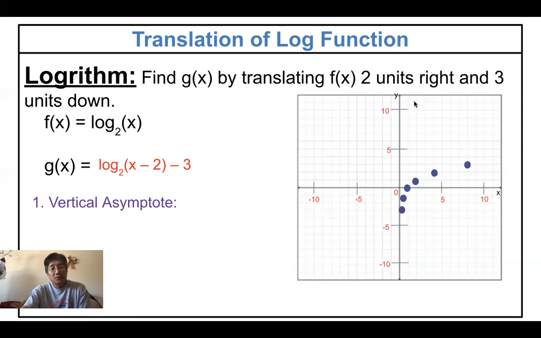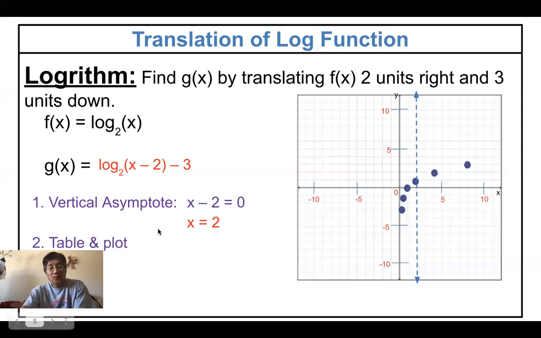You know the vertical asymptote for the original log function was x equal to 0, the y-axis. That was the vertical asymptote. The graph never touches this line. But for g of x, we translated 2 units to the right, so it will be the line x equal to 2. Make sense? The 3 units down doesn't matter because it's a vertical line. How do you find this line? You can just set x minus 2 equal to 0 and solve it. x equal to 2, and then draw the dashed line, not the straight line.